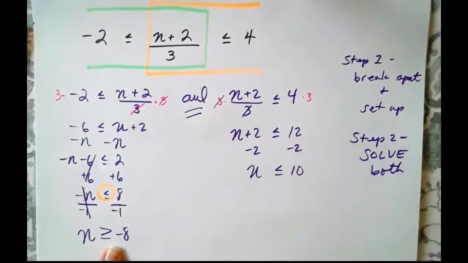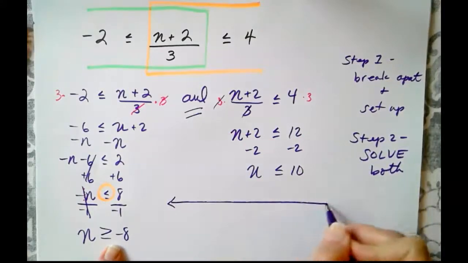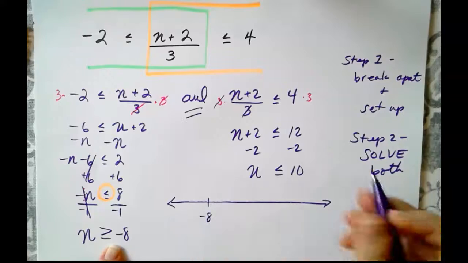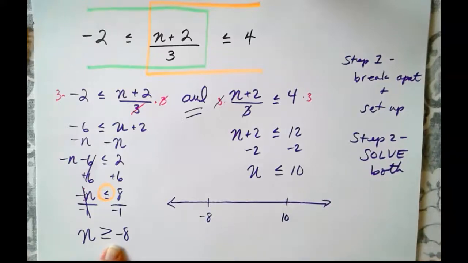This is an and situation. It will be a conjunction. They are going to meet in the middle. There's negative 8. There's negative 10. There's 0 somewhere around there.